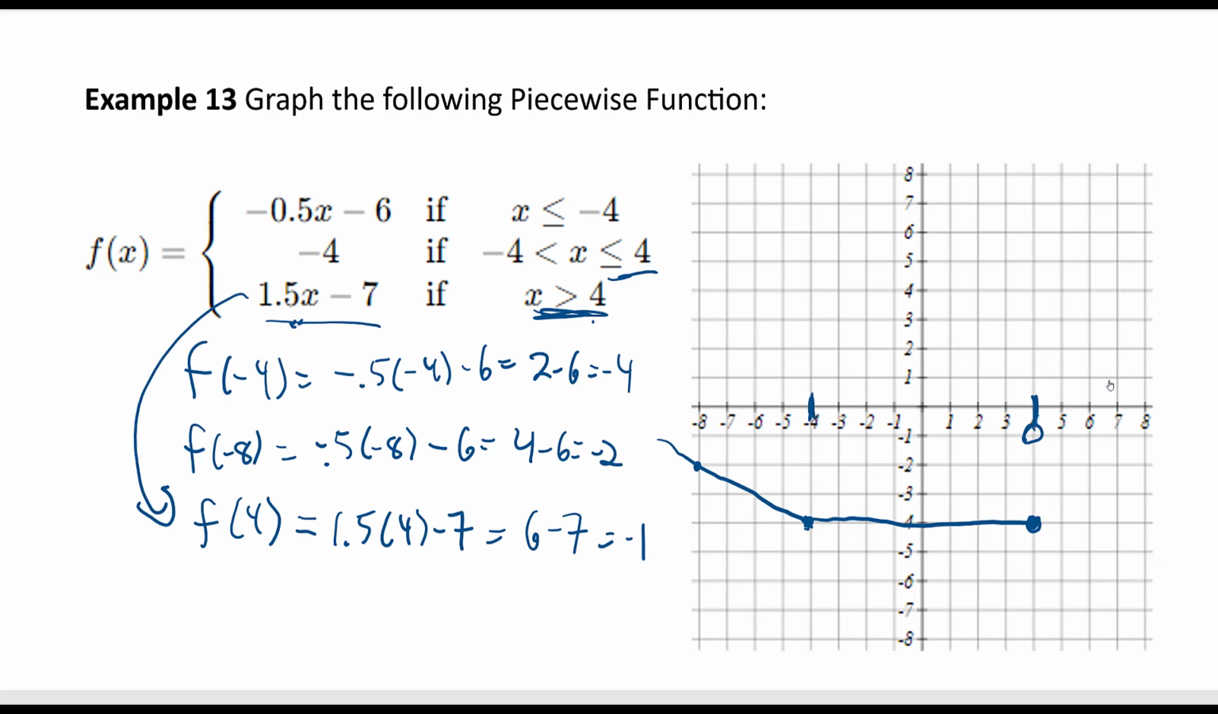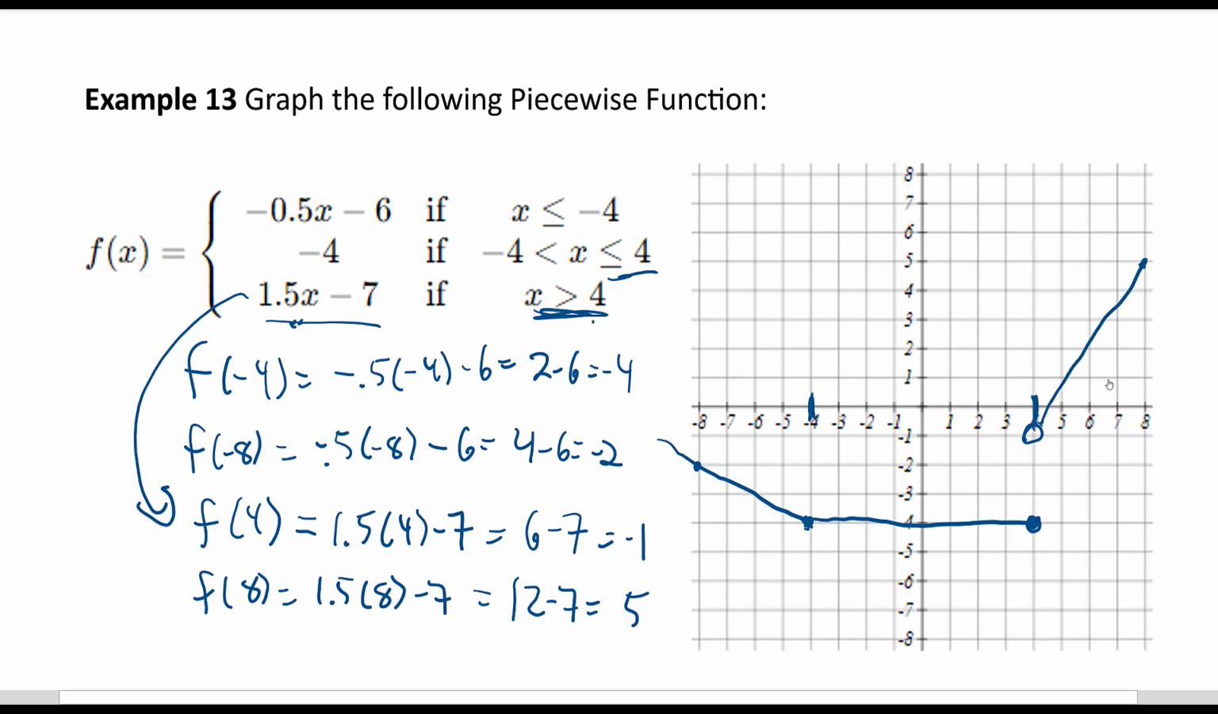And then we'll look at some other value on the interval. We can even look at 8. F of 8 would be 1.5 times 8 minus 7. So would that be 12 minus 7 to give us 5? So we're looking at here. And this is the line we're talking about. And that's it. I'm going to put an arrow here because it goes on in that direction.